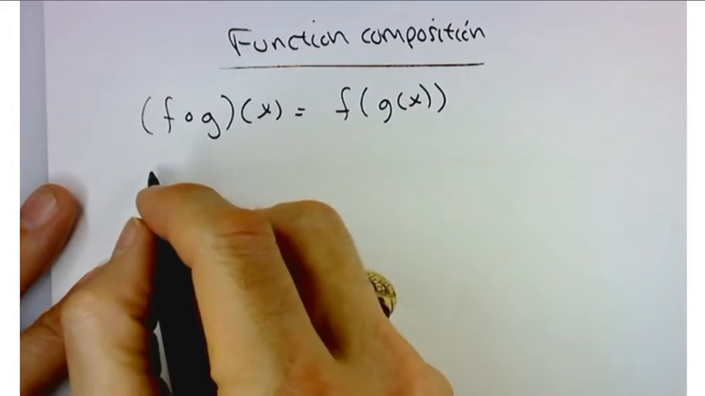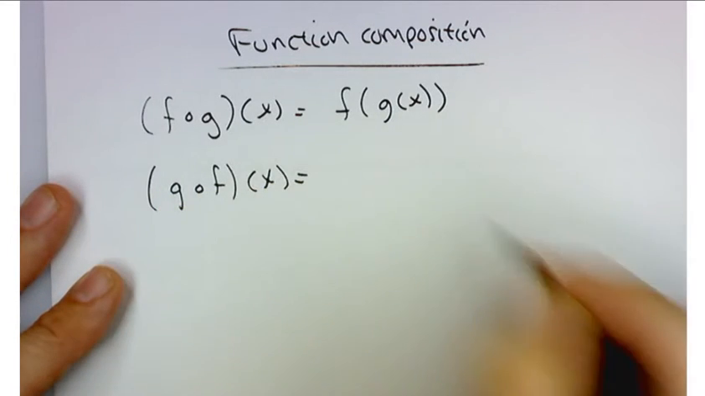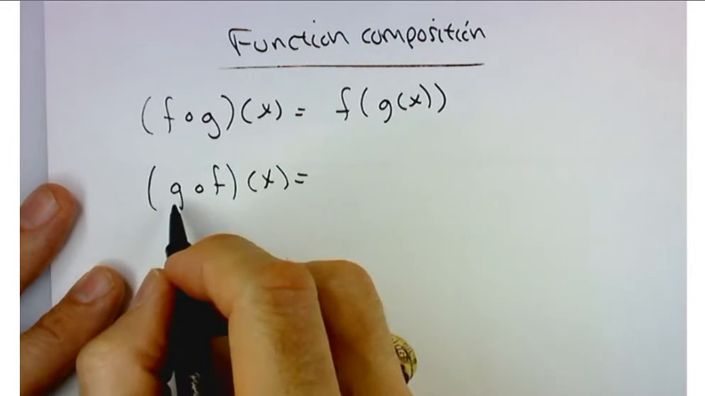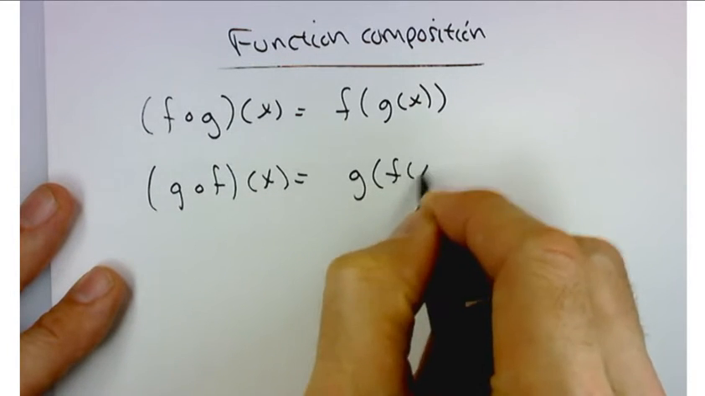I could write it the other way around: g of f of x. And again, whatever comes first is going to be on the outside. G of f of x.